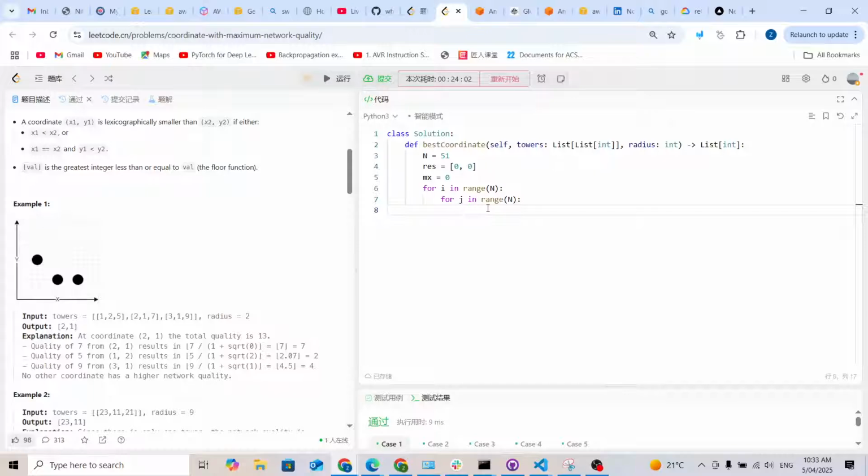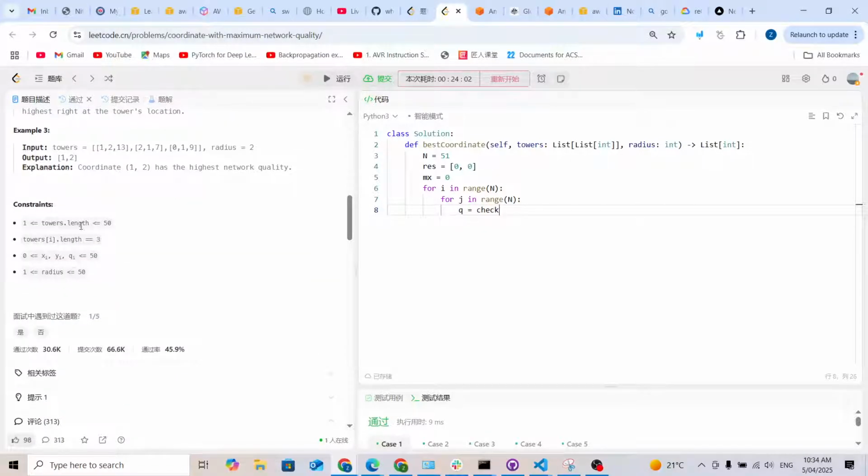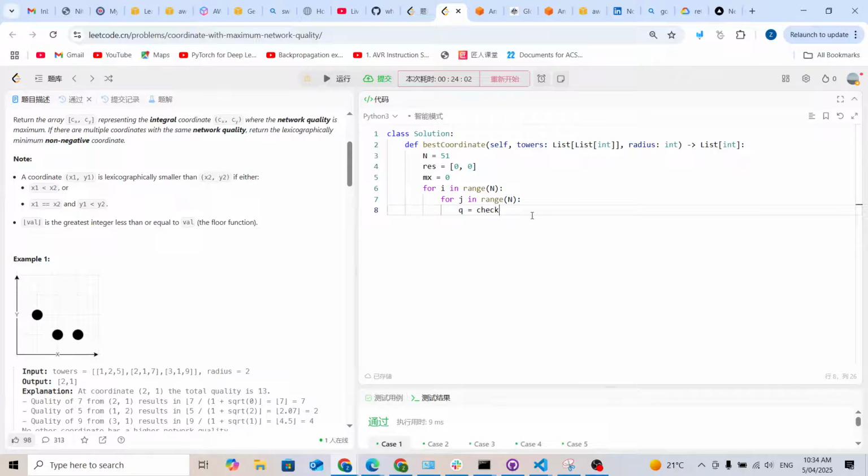So from here we're going to set the quantity, the total sum. The quantity is going to be the total sum from this station to all other coordinates. It can be many coordinates, we don't know. It's going to be the length of the towers, something like 50 coordinates, but we don't know.